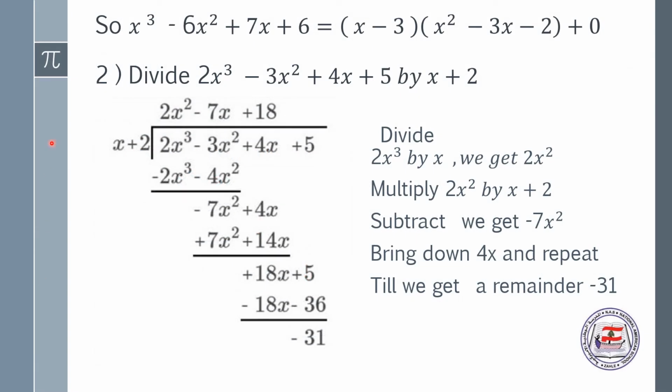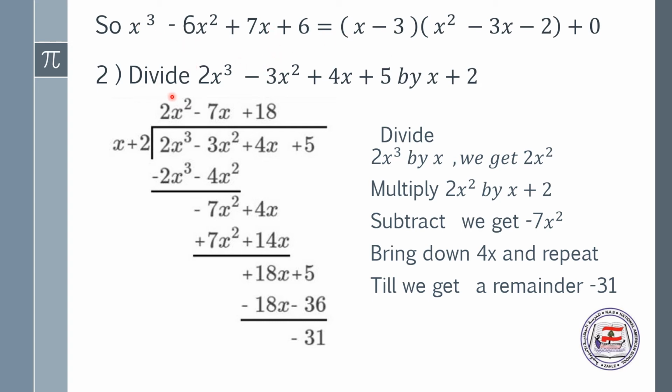So we can write the polynomial x cubed minus 6x squared plus 7x plus 6 as x minus 3 times x squared minus 3x minus 2 plus 0, or simply x minus 3 times x squared minus 3x minus 2, which represents the factorization of the polynomial of third degree.